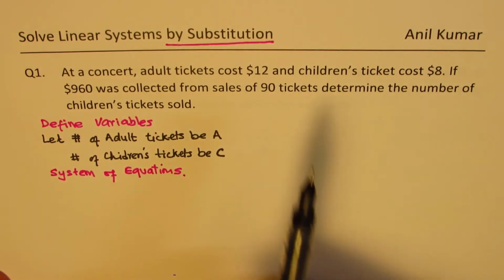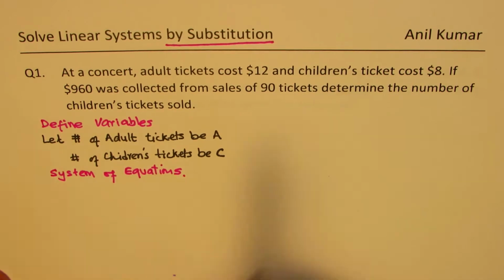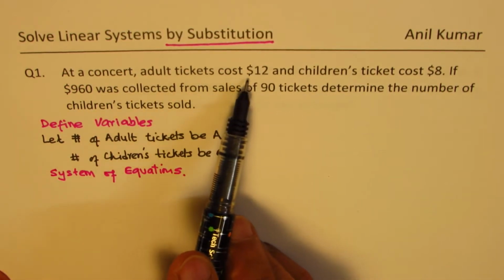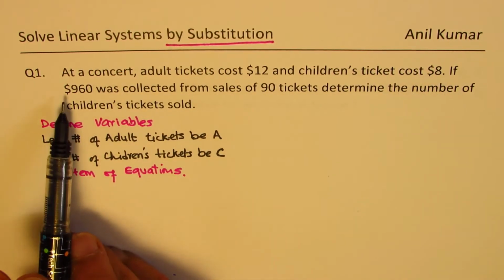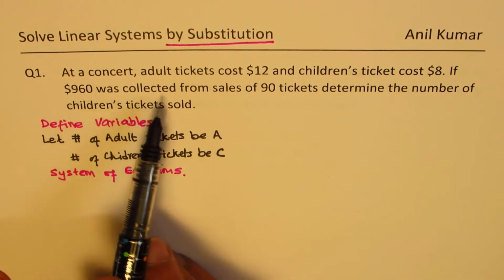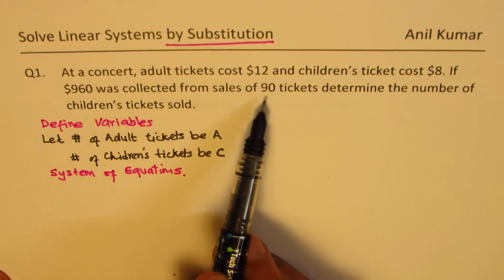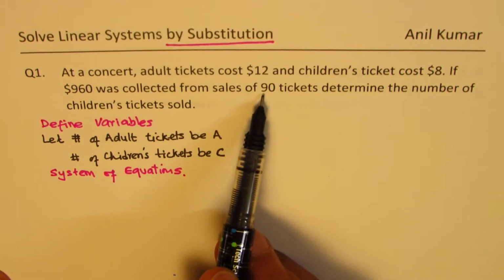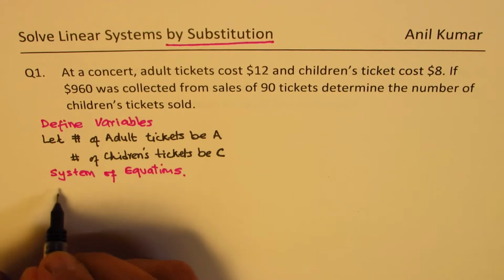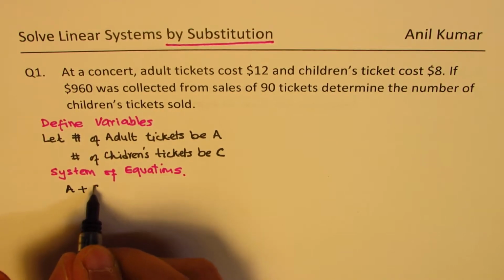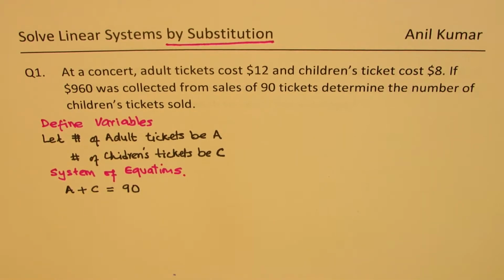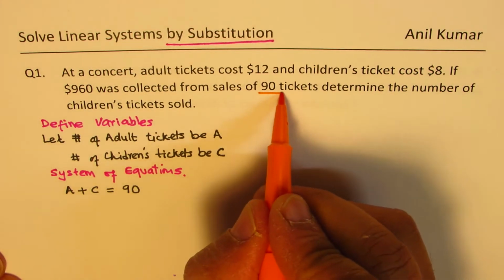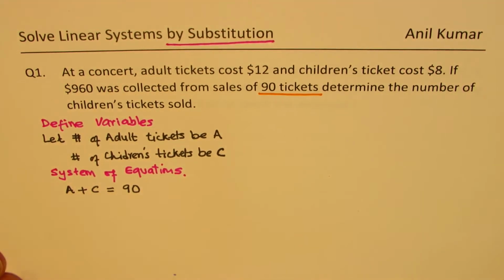Which comes straight from the statements given here. It says at the concert, adult tickets cost $12 and children's tickets cost $8. If $960 was collected from the sale of 90 tickets, that means the total is 90. So that really tells you that A plus C is equal to 90. This statement, which says 90 tickets were sold, gives the total number of tickets.